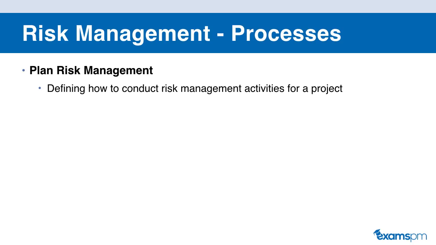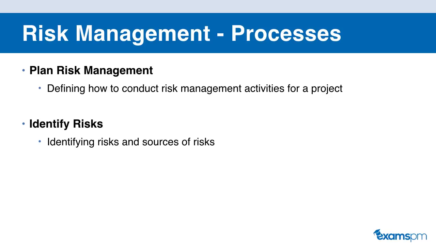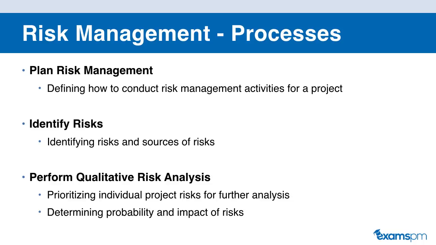Our next knowledge area is risk management. The first process in risk management is plan risk management. This is a process where we're defining how to conduct risk management activities for our project. So we're coming up with a plan on how we're going to manage risks on our project. Once we have our plan, we're ready to identify our risk. So this is what the identify risk process is all about. We're going out there identifying all of the project risk on our project and the sources of the risk as well. Once we have identified all of our risk, we want to categorize or prioritize them.